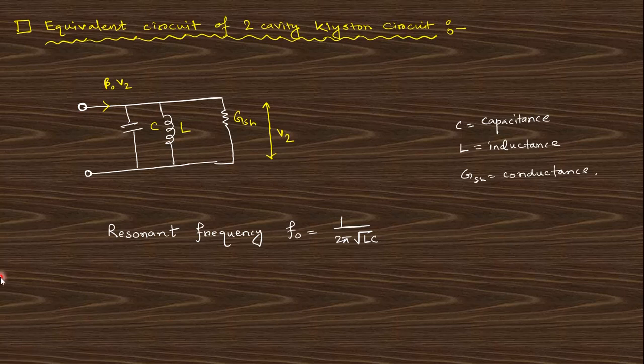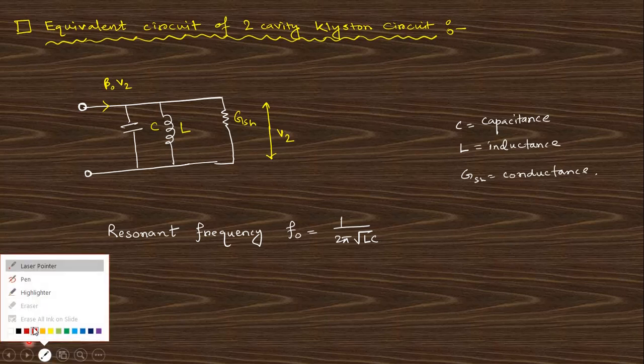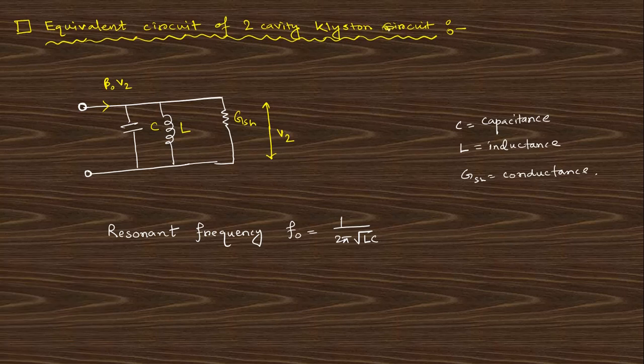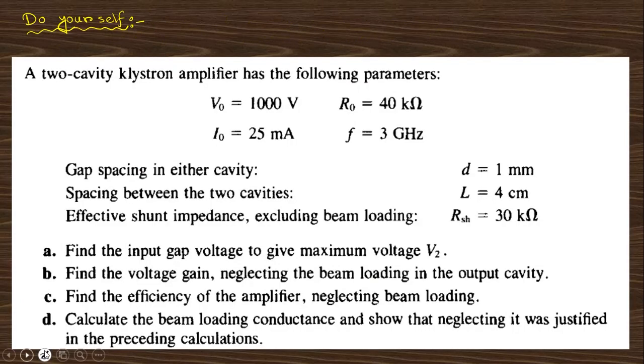Okay. And this is the equivalent circuit of the two cavity klystron. This has L, C and G, that is inductance, conductance and capacitance. Okay. Next one, this is your homework, do this yourself.